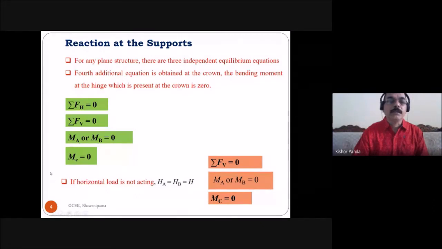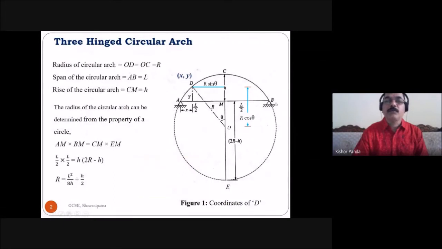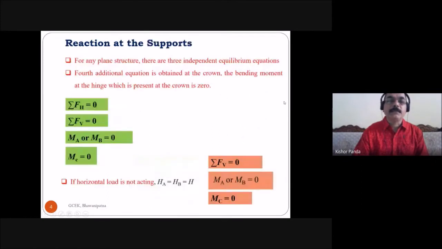In the case of a three-hinged circular arch, if the horizontal load is not acting, how will you find out the reaction components? If the horizontal load is not acting, then HA is equal to HB, that is equal to H. Both sides, the horizontal reactions are the same. When there is no horizontal loading, you will get the same horizontal reaction at A and B, that is HA is equal to HB is equal to H.